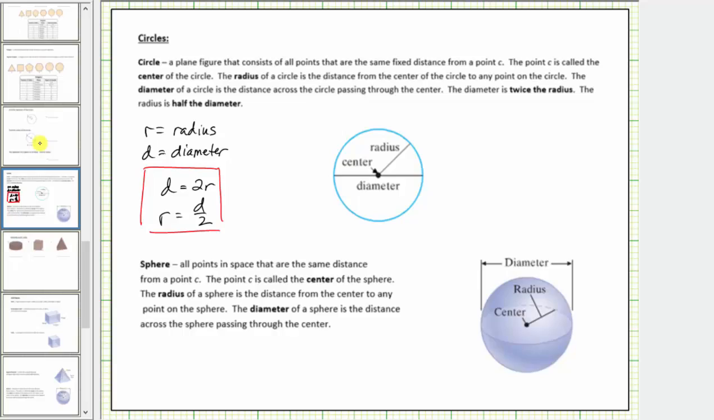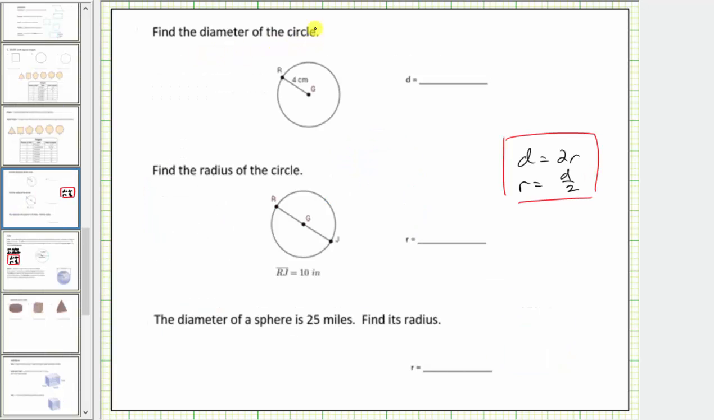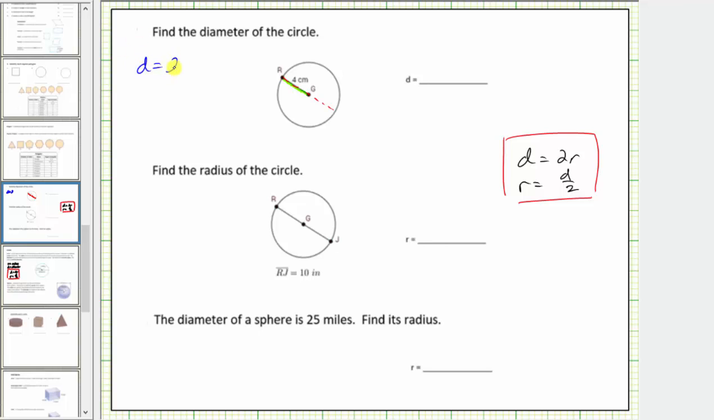Going back to the previous slide, in the first circle, we're asked to find the diameter. Looking at the given information, notice how we're given the radius is equal to 4 centimeters, and we're looking for the length of the diameter, which should be the length all the way across the circle, passing through the center. By looking at the figure, we should be able to recognize the diameter is equal to 2 times 4 centimeters, or 8 centimeters. But if we wanted to write an equation, we could write the diameter d is equal to 2 times r, where r is equal to 4 centimeters. 2 times 4 centimeters is equal to 8 centimeters, which is the diameter.